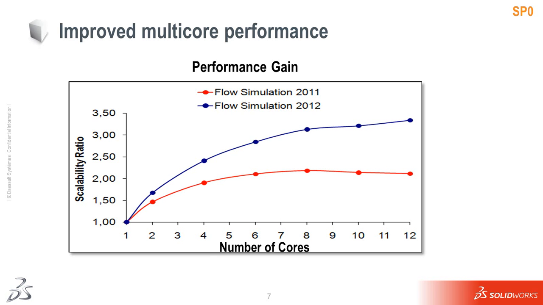With the 2012 release, SolidWorks Flow Simulation better supports additional CPUs from 3, as you can see on this slide. The scalability ratio is the ratio between the solution time divided by the number of cells in 2011 and the same value for 2012. It is a ratio of computational time normalized to the number of cells because the new meshing technology in 2012 is different than in 2011.